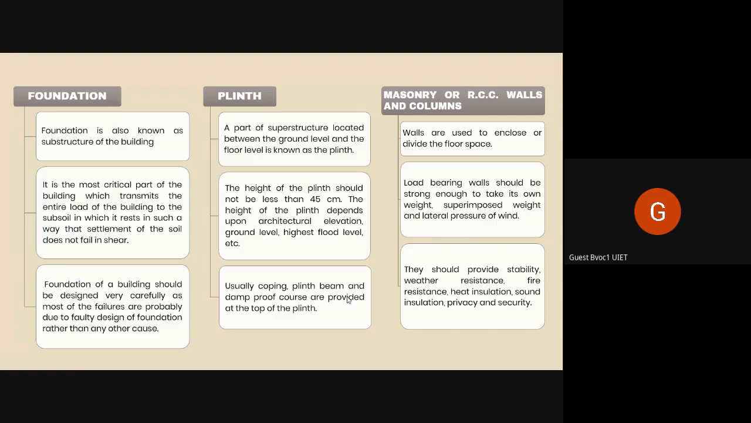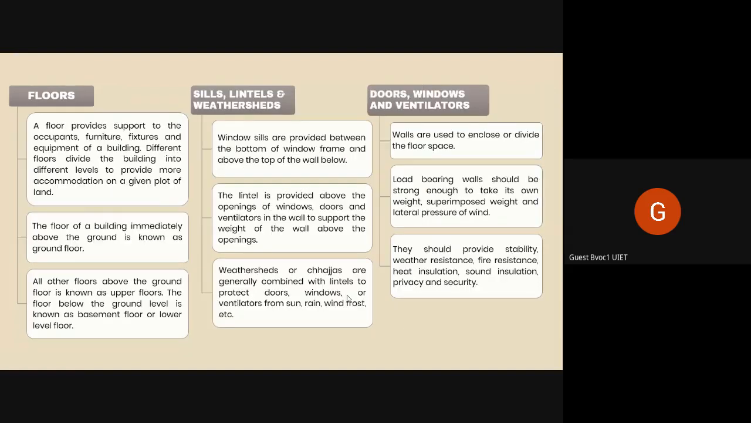So even internal walls provide fire resistance to some point, provide heat insulation, provide sound insulation and privacy. Then the next component is floors. Floor provides support to the occupants, furniture, fixtures, and equipment of a building.